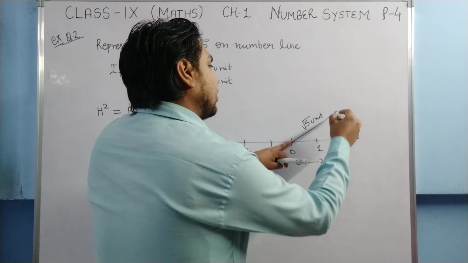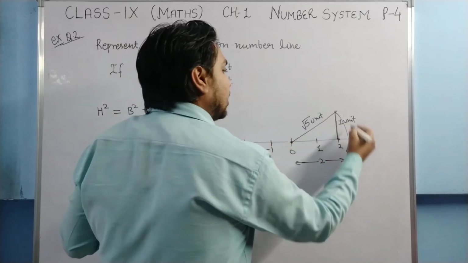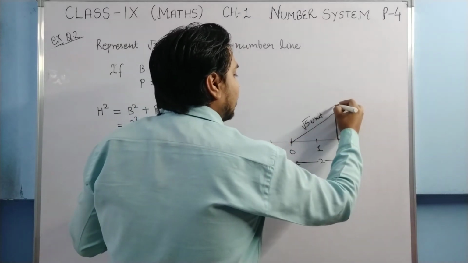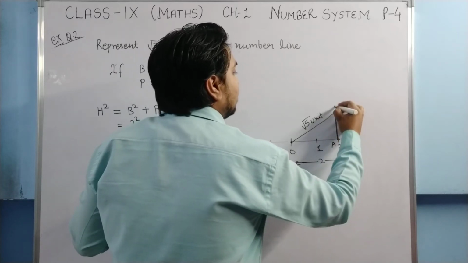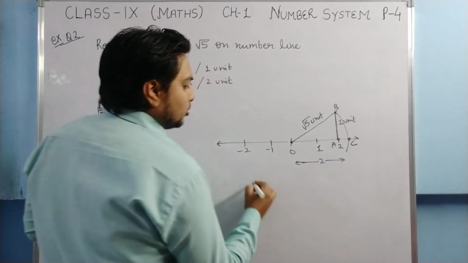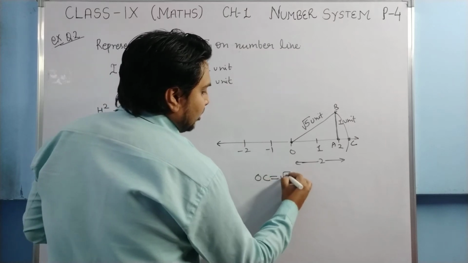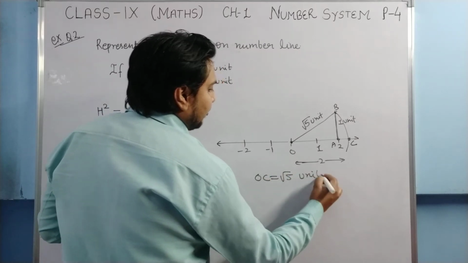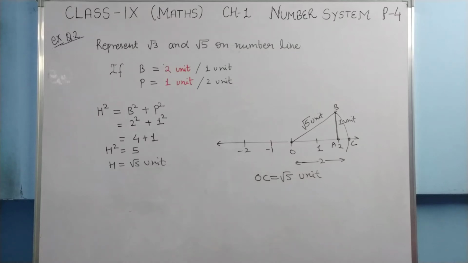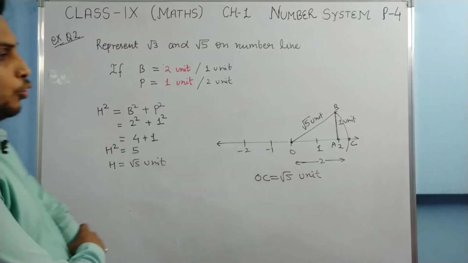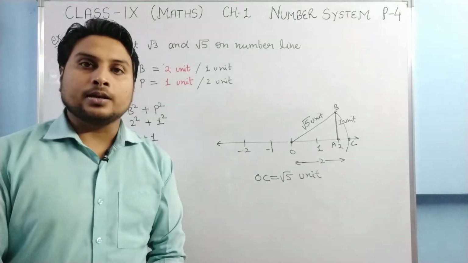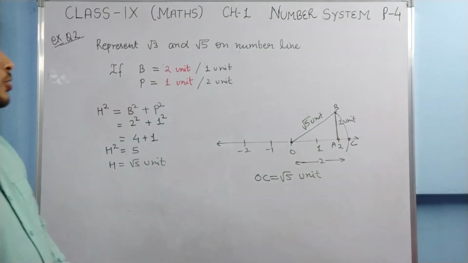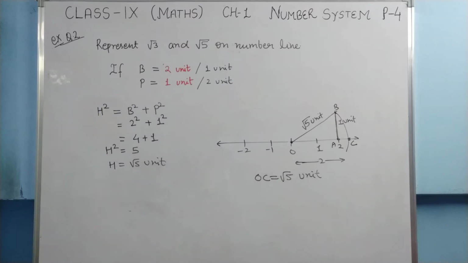Now by the help of compass we can cut an arc with this radius. If it is point A, it is point B, and it is point C, then this distance OC will represent under root 5 unit. It was very simple because the base and perpendicular numbers you have taken were easy, so it is easy to show under root 5 on the number line. So students, just pause the video and note it down.